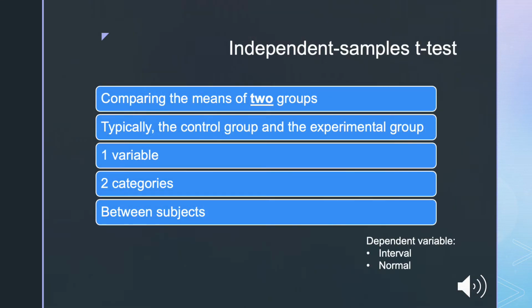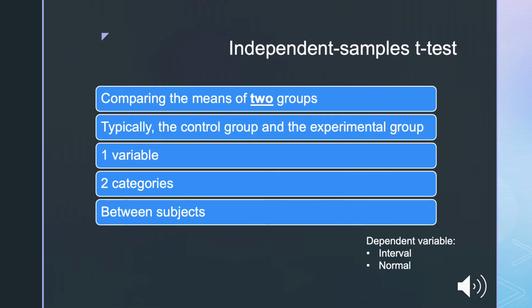Okay, so the first statistical test we're going to dive into is independent samples t-tests. This is the most basic statistical test in science. It compares the means of 2 groups, typically the control group and the experimental group. So an example of an independent samples t-test would be who performs better on a test, the group that drinks Coke or the group that drinks Pepsi.